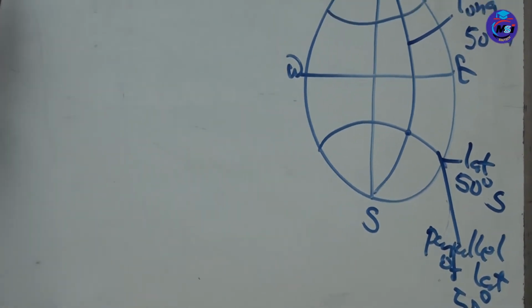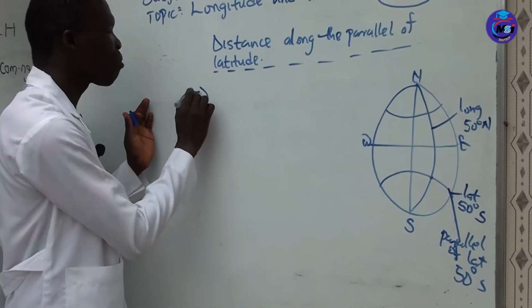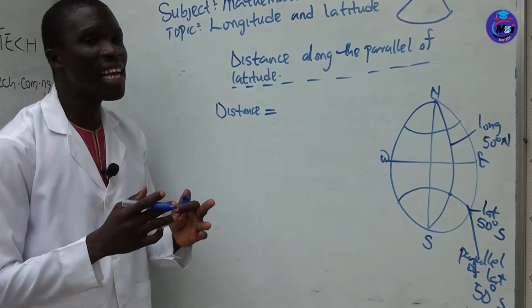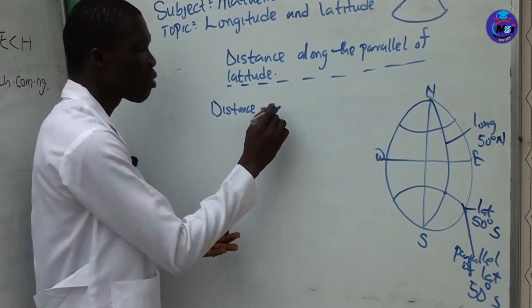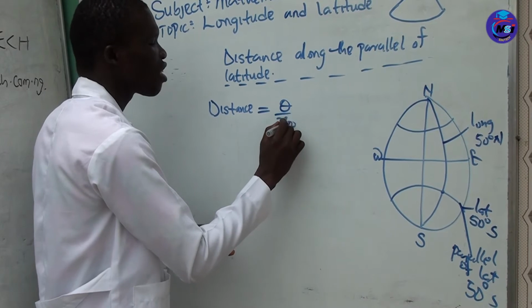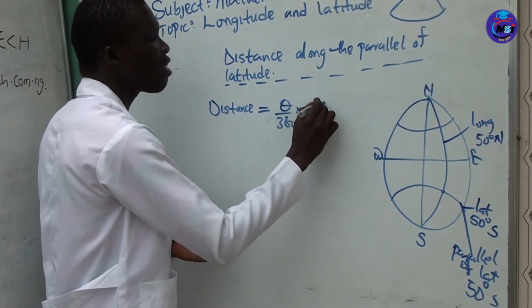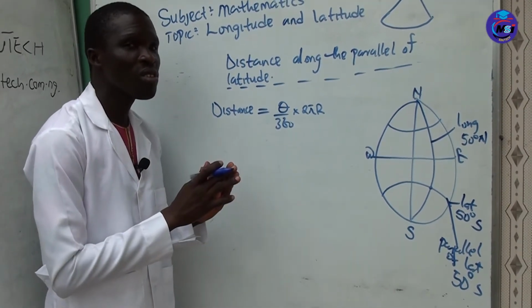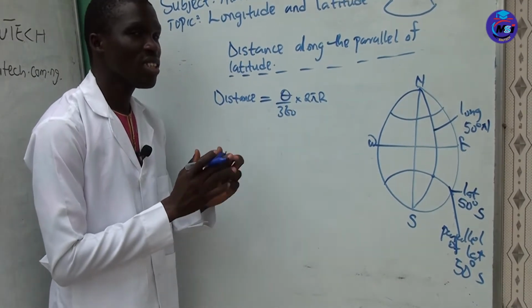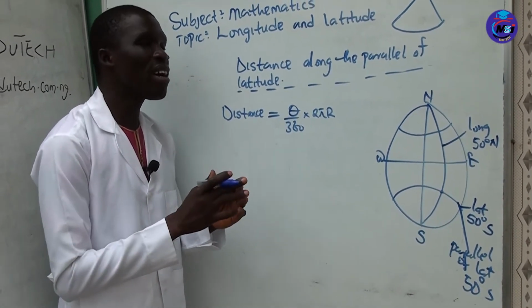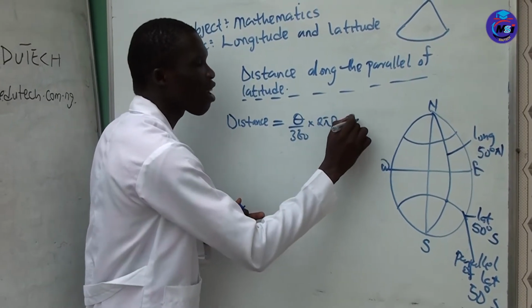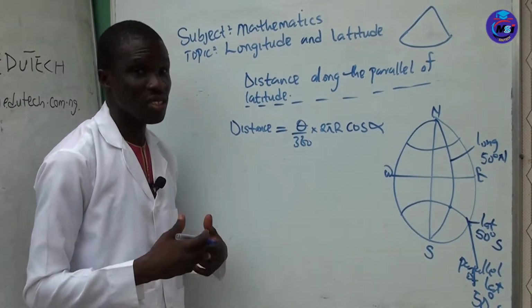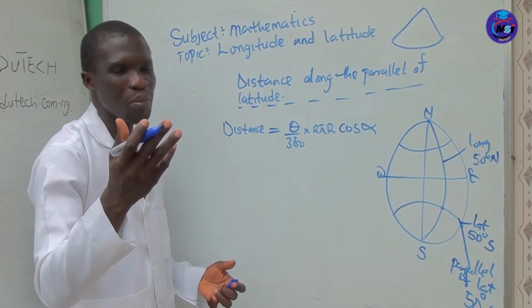So now I want to apply this with this formula. Distance along the parallel of latitude is going to give you theta over 360 times 2 pi r. Now distance along the great circle is given to you by this. Now distance along the parallel of latitude is going to add cos alpha. Okay, now I'm going to explain this. This is getting difficult. Don't panic.